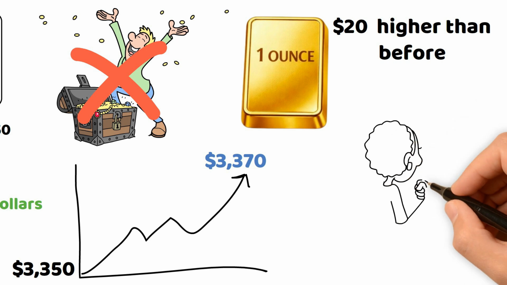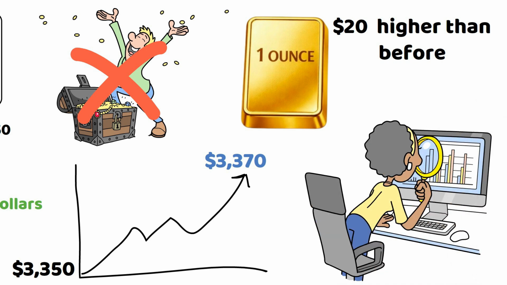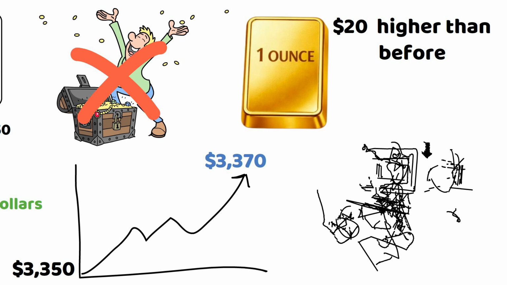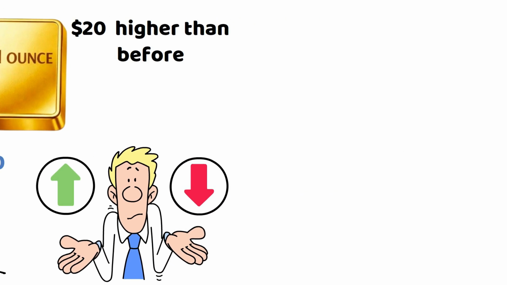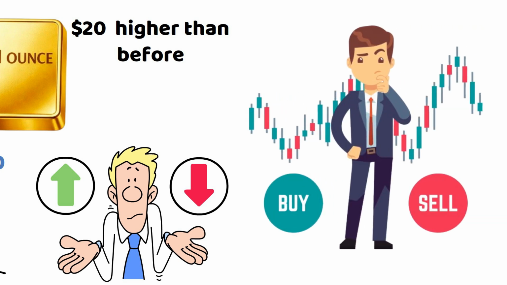And that constant change in price is what traders try to take advantage of. Some traders believe the price will rise. Others believe it will fall. Their buying and selling activity is what keeps the market moving every second.